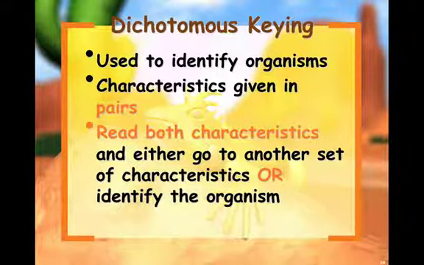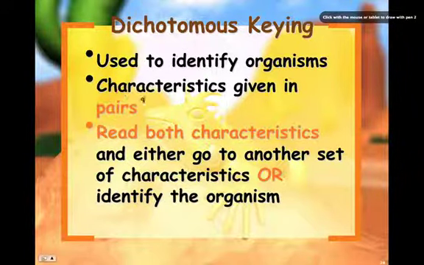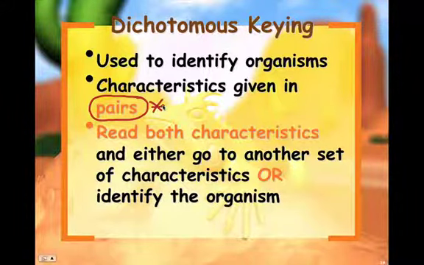Finally, a dichotomous key is what we use to identify an unknown organism. You're going to be working with a dichotomous key, and you're also going to have to construct your own dichotomous key, so you need to kind of know how a dichotomous key works. Characteristics are always given in pairs when we're talking about a dichotomous key, so that's one key thing to remember. Characteristics are given in pairs.